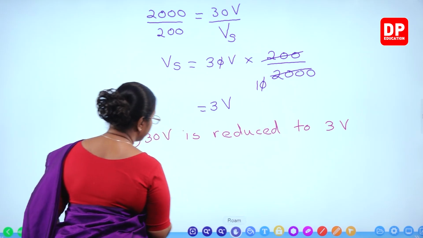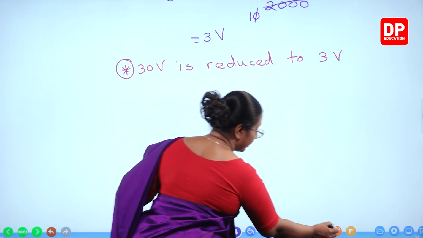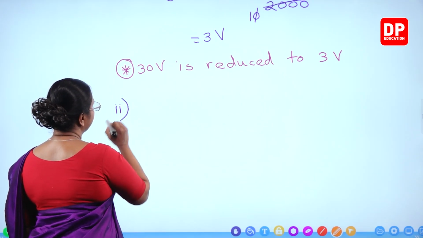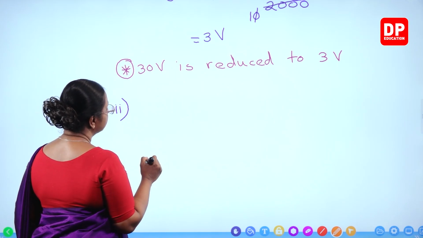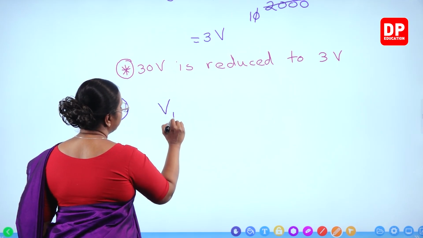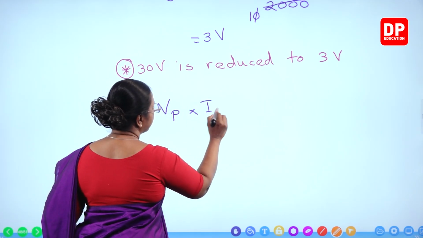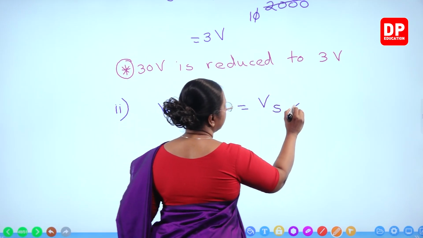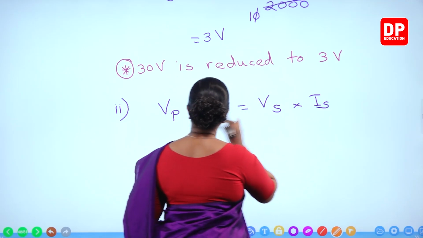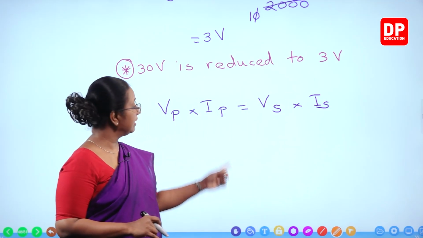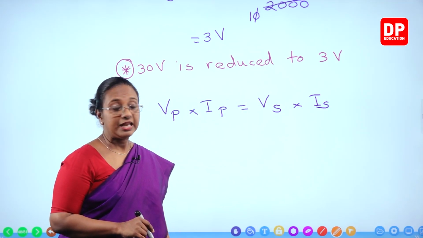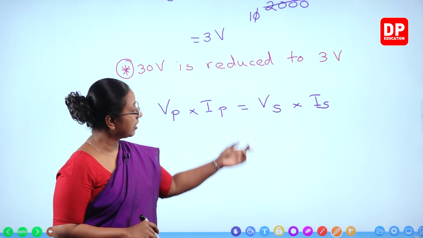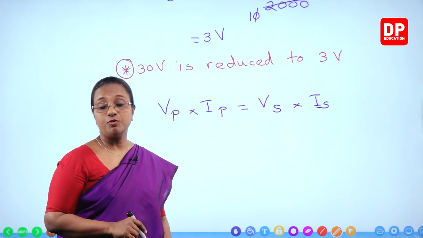So what happens to the current? We need to find the current as well. Now the second one, we need to find the current. For that, what is the equation? V primary into I primary is equal to V secondary into I secondary. Voltage of primary coil multiplied by current input, that is equal to voltage of secondary coil multiplied by current output.